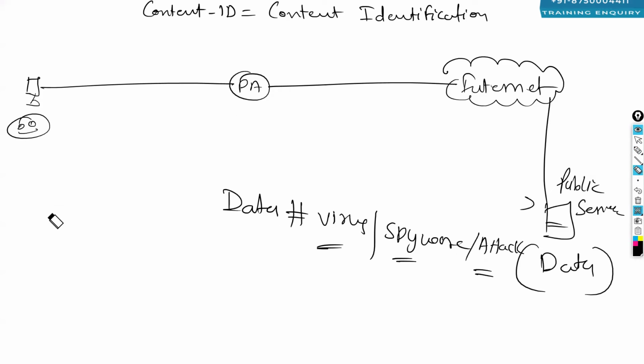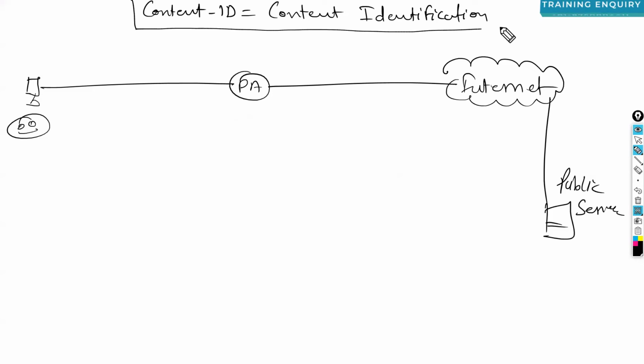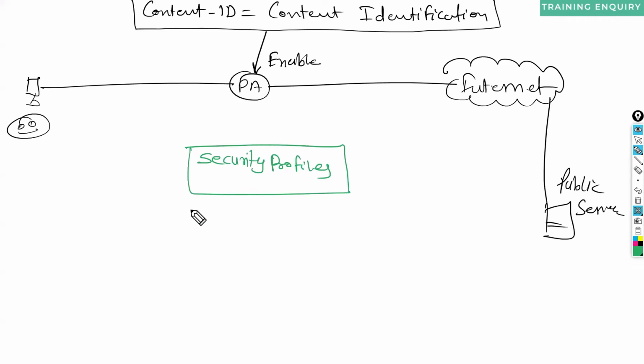Then Palo Alto says, okay, don't worry. We have a feature on Palo Alto Firewall which is called Content ID. So you just need to enable Content ID. When we are enabling Content ID, it means on Palo Alto Firewalls, we have here security. We have here security profiles.